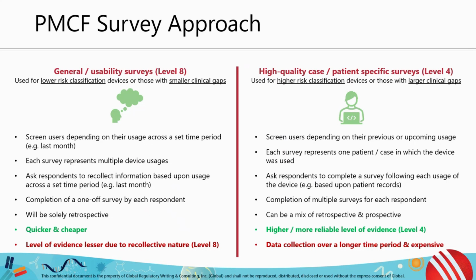The high quality surveys differ because now you're potentially screening users on not only previous usage, but also upcoming and prospective usage. Each survey, rather than representing multiple usages, represents one individual patient or case in which that device was used, and each respondent can complete multiple surveys based on the number of cases they may have used the device in, meaning this can be a mix of retrospective and prospective. The benefit of this is you get a much higher, more reliable level of evidence. However, the data collection will be over a longer time period and likely be more expensive.